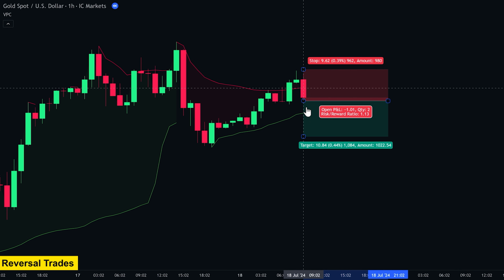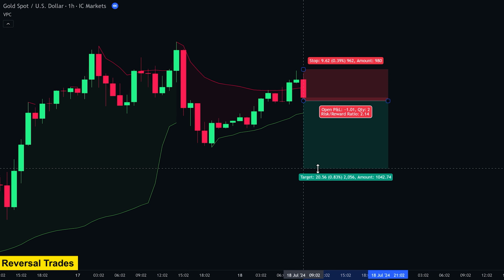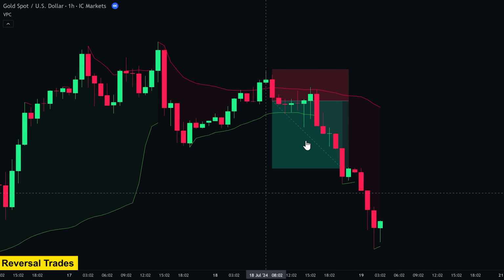Place your stop loss just above the upper VWAP line. Set your take profit target at a 1 to 2 risk-to-reward ratio. If you let this trade run, you will see that price reverses smoothly and your profit target gets hit.